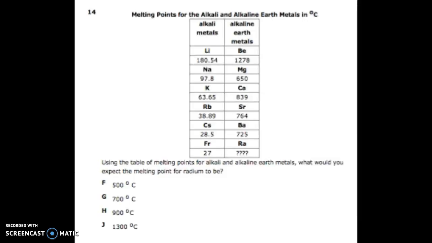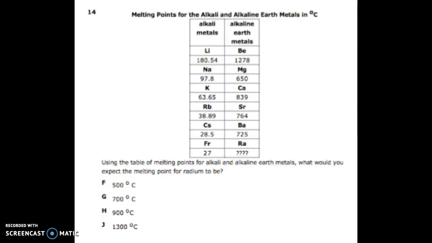Number 14. Melting points for the alkali and alkaline earth metals in degrees Celsius. Alkali metals are listed on the left-hand side of this table, and alkaline earth metals are listed on the right-hand side of this table. Using the table of melting points for alkali and alkaline earth metals, what would you expect the melting point for radium to be?